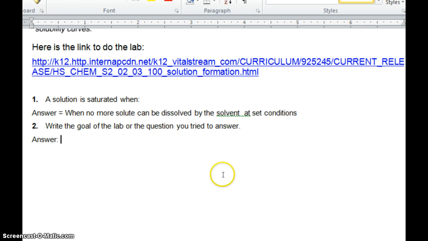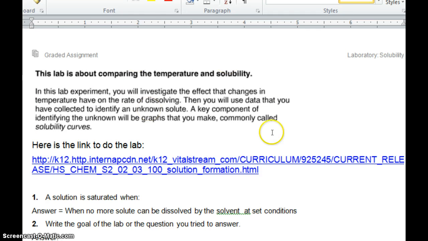Write the goal of the lab, or the question that you tried to answer. So what's the main idea here? The main idea is, how does temperature affect the speed something dissolves, or the rate of dissolution, or the rate of dissolving?